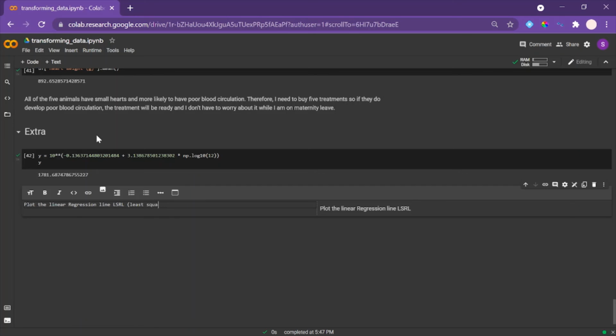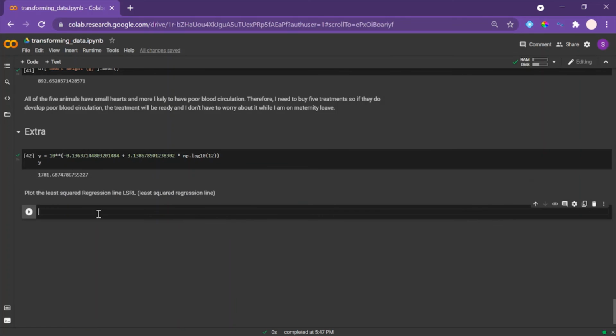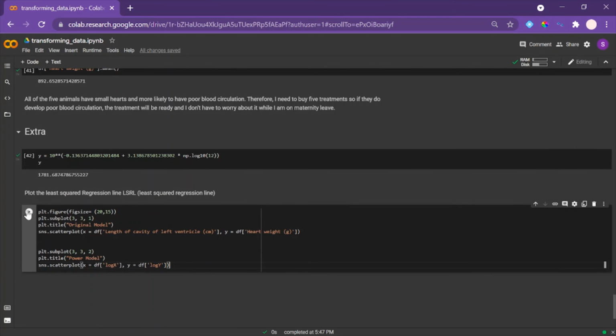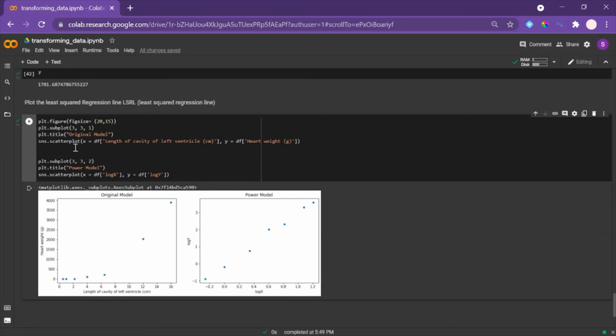Least squared regression. I just realized I've been saying linear regression line. It's not linear regression line, it's least squared regression line, and you can only apply it on a linear function. Okay, so let's copy and paste that. Should look like this. Now, the way we're going to add the linear regression is by actually using the regplot function.